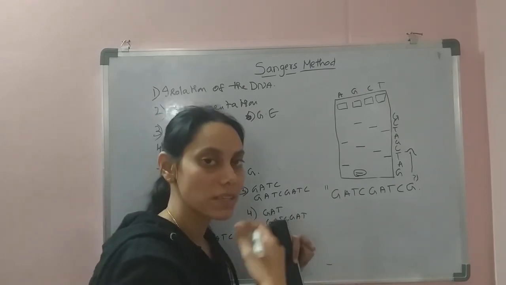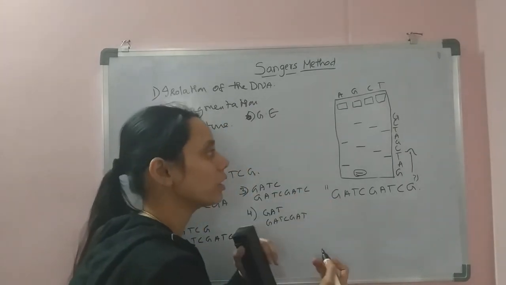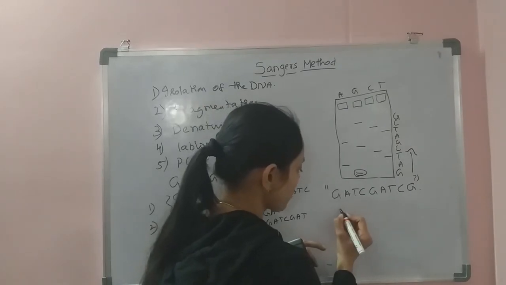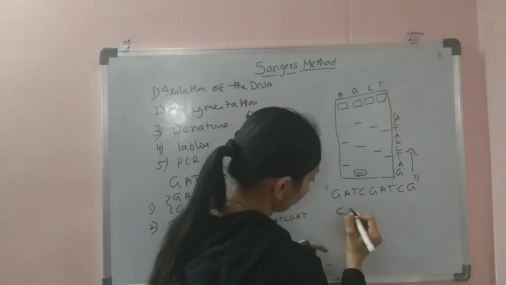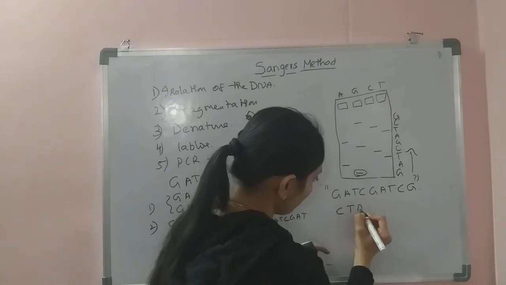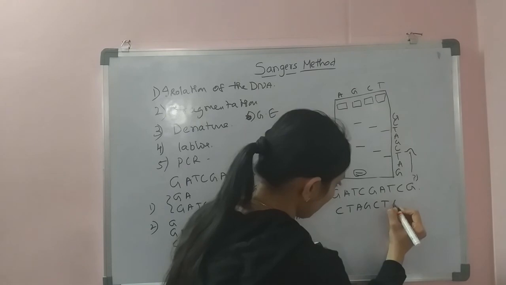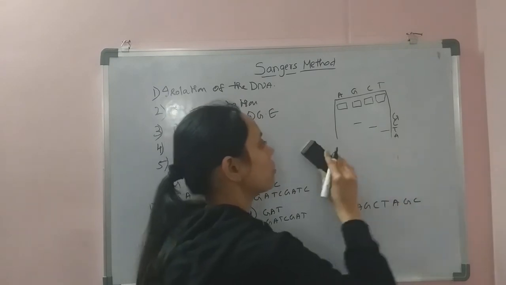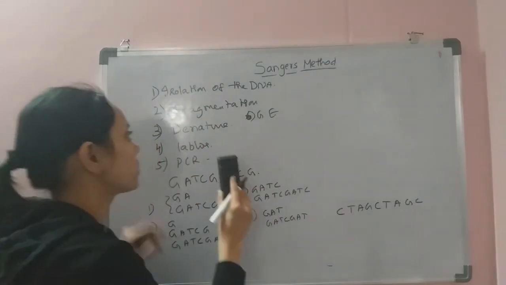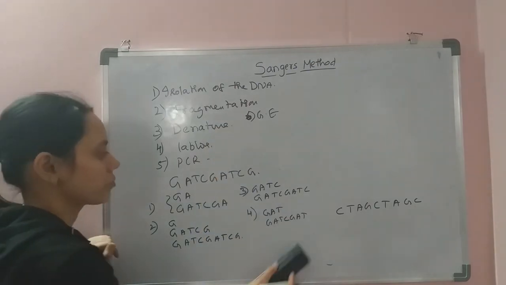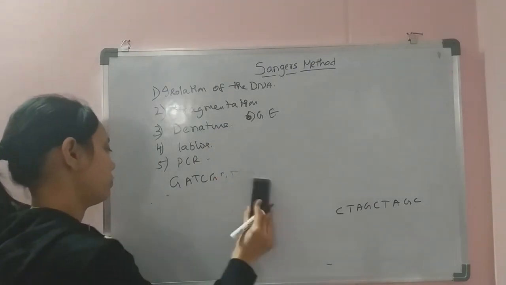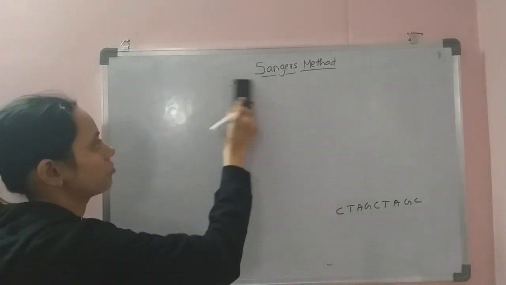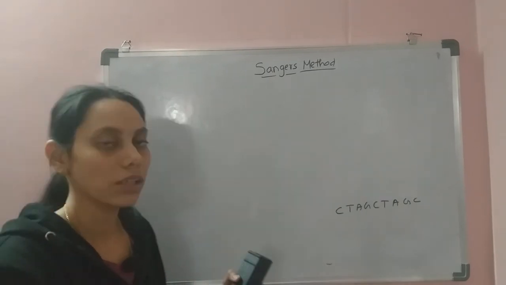So the sequence of the original strand will be complementary to what we obtained in the gel electrophoresis. That means the sequence of the original strand will be C, T, A, G, C, T, A, G, C. So this is the sequence of the original strand that we have taken in the first step. So likewise we are going to get the sequence in Sanger's method.